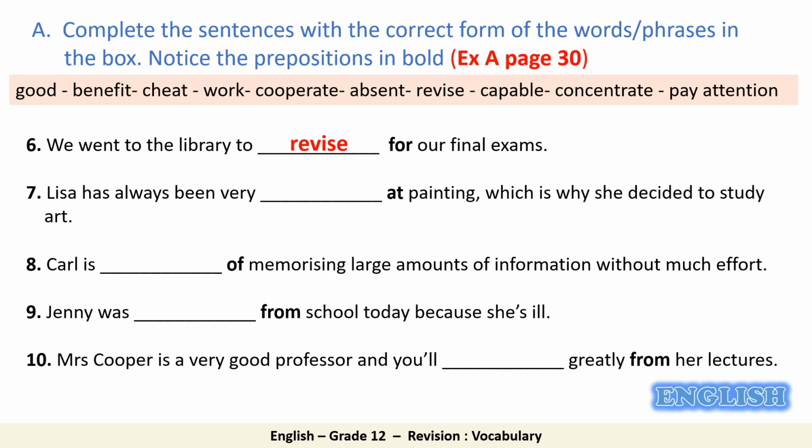Next, Lisa has always been very at painting, which is why she decided to study art. The answer is that Lisa has always been very good at painting. Sentence number 8. Carl is of memorizing large amounts of information without much effort. Carl has the ability to memorize this amount of information, so he is capable of memorizing. Next, Jenny was from school today because she is ill. Jenny wasn't present at school, so she was absent from school today because she is ill.